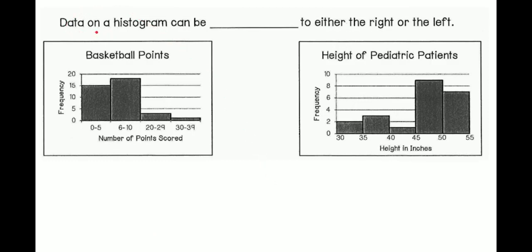Last page, data on a histogram. Something to know is that it can be skewed to either the right or left. Now, this word skewed can be really confusing. I get mixed up on it all the time. If you look at this data of basketball points, it's skewed. It's not like a bell curve that is low on the left, peaks, and then low on the right.